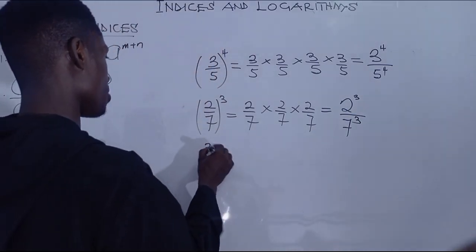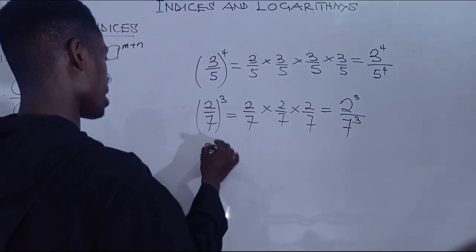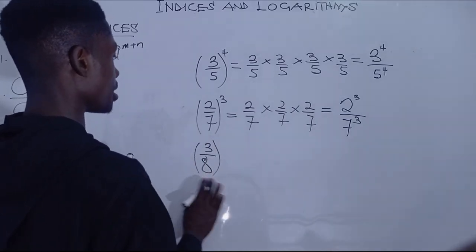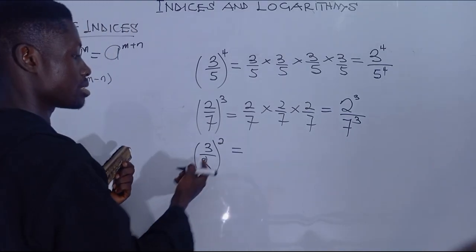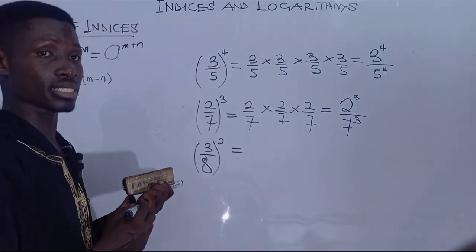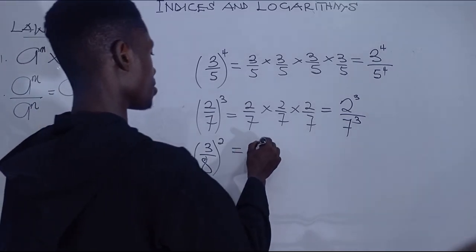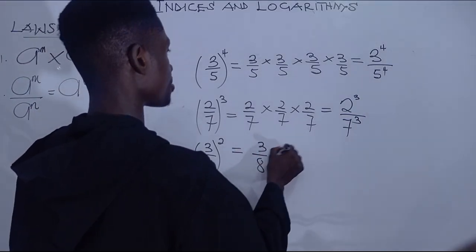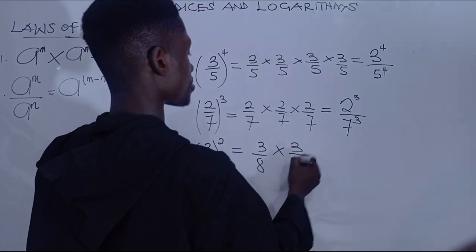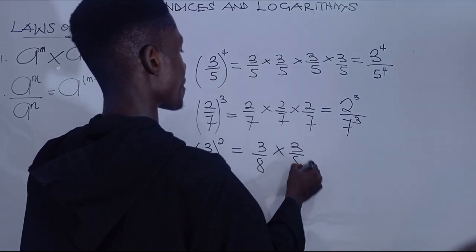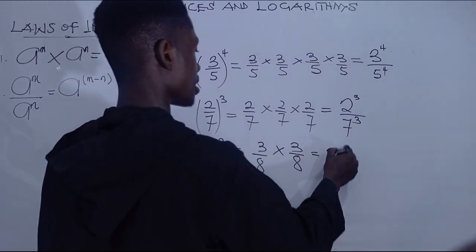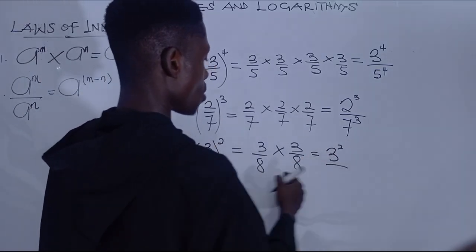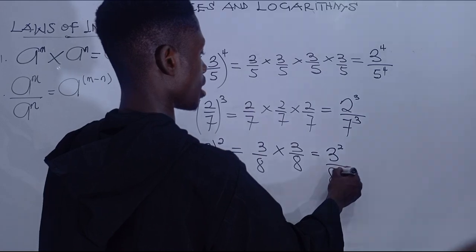Now let's take another example. Let's say we have 3 over 8 all raised to the power, let's say, 2. Now this means that 3 over 8 is multiplying itself 2 times. So we have 3 over 8 multiplied by 3 over 8. So looking at the numerator, we can write it as 3 raised to the power 2 all over what? 8 raised to the power 2.